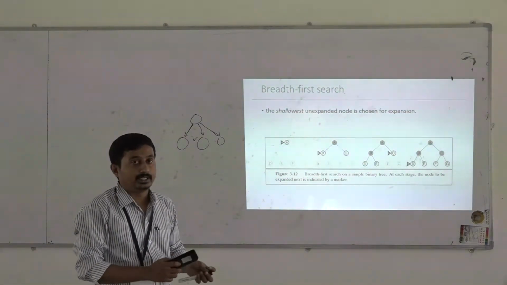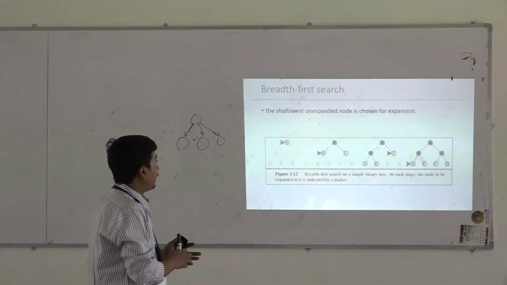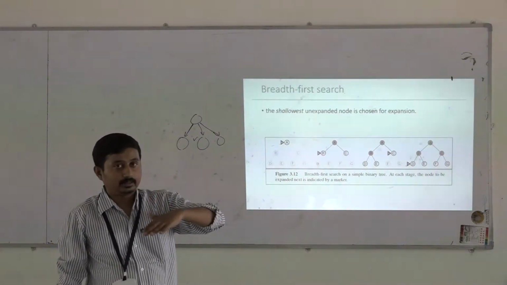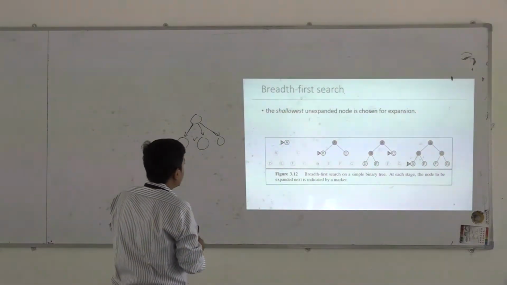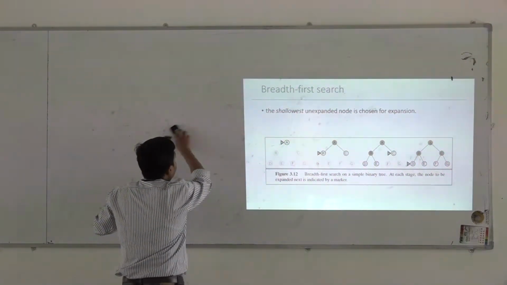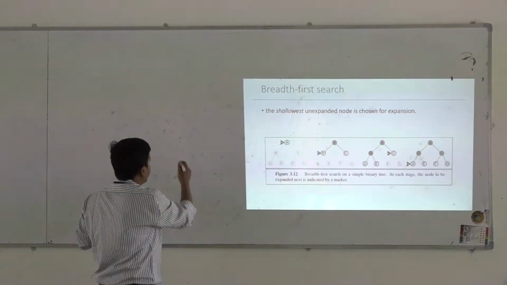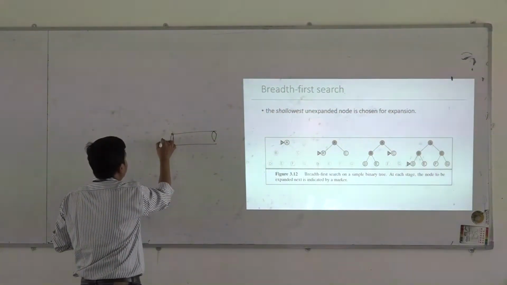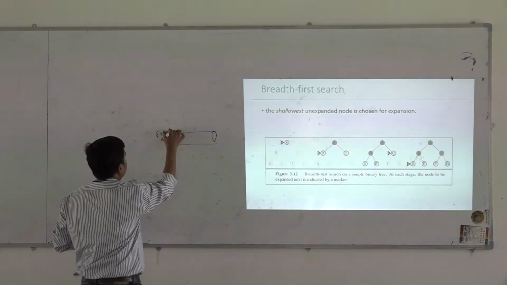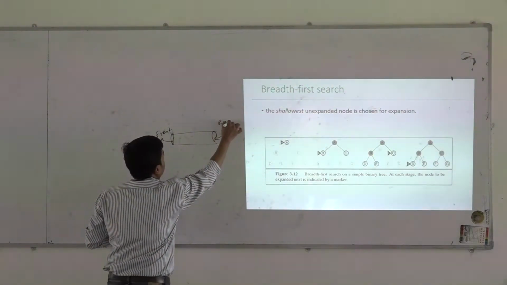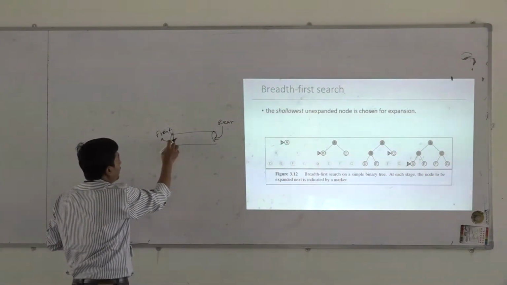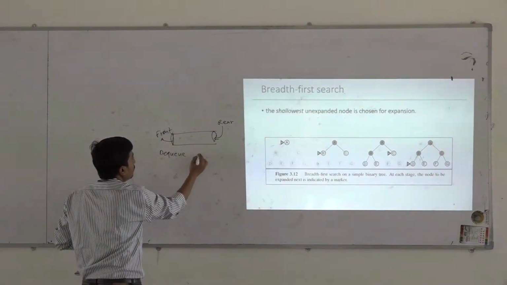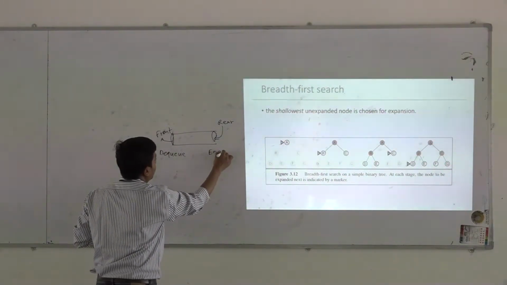The first uninformed search technique is known as breadth-first search. It expands the shallowest unexpanded node. Shallowest means what? The one present at the higher level, right? We'll start with the search node. In BFS, we use a queue. If you remember, a queue has two ends: this is known as the front and this is known as the rear. Insertion happens from the rear and deletion happens from the front. Deletion is known as the DQ operation and insertion is known as the NQ operation.